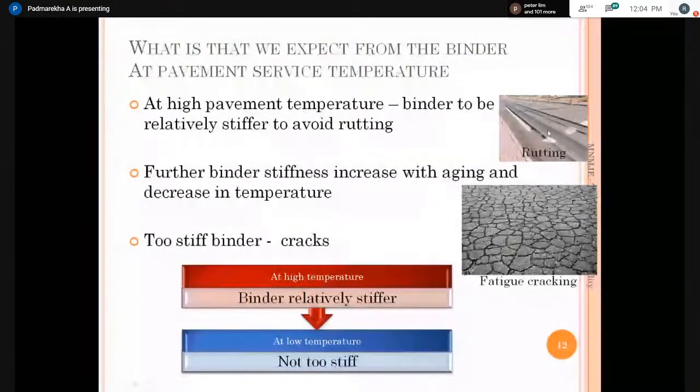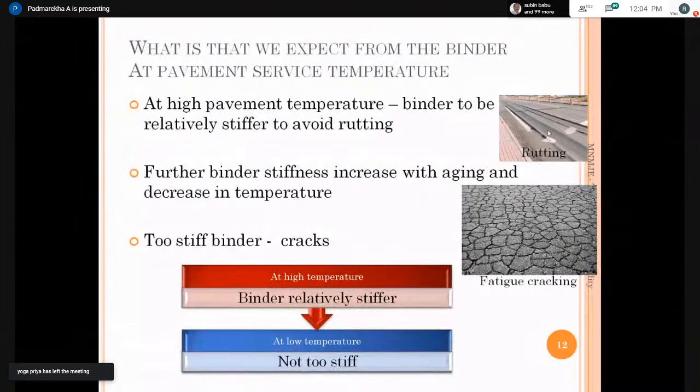As the temperature goes to zero, at very low temperature, the material becomes very stiff. There is also another factor here, aging. On aging, maybe at 4, 5, 6 years down the line, the bitumen will also age and become highly viscous, meaning a very stiff material. So two factors here: stiffness increases as temperature goes down, and stiffness increases with aging. A very stiff material will behave like a brittle material.